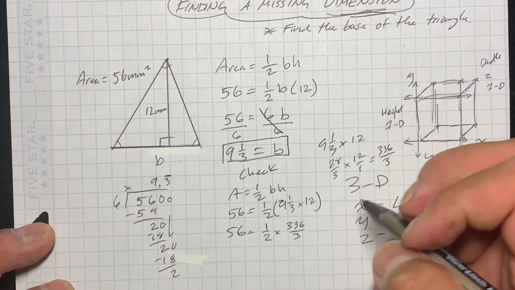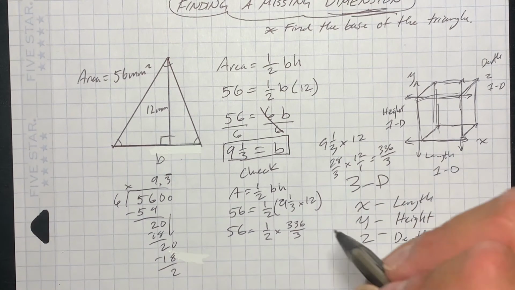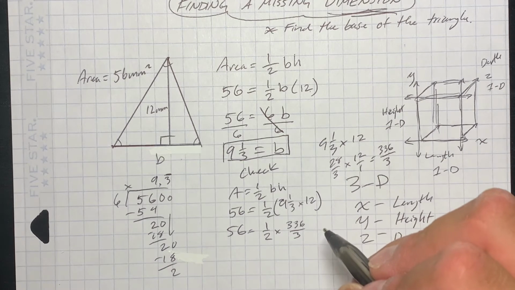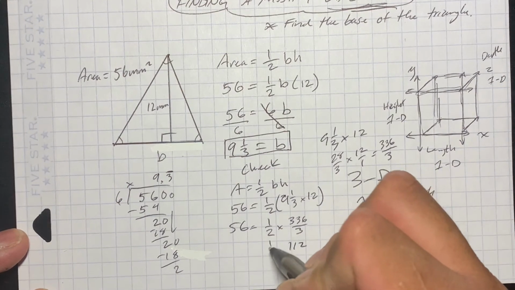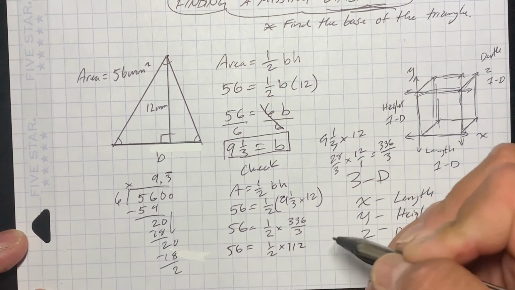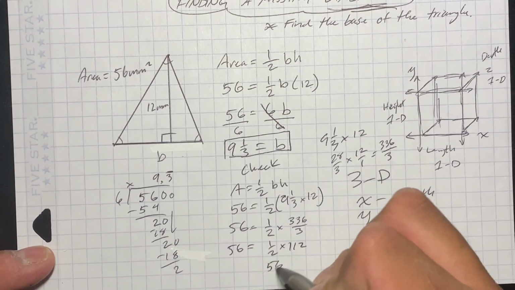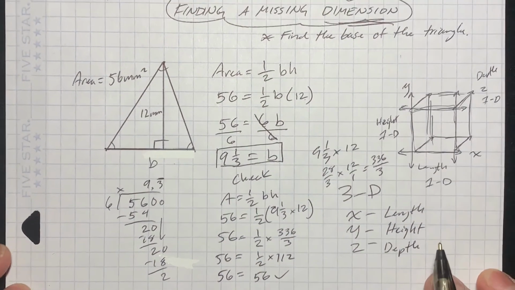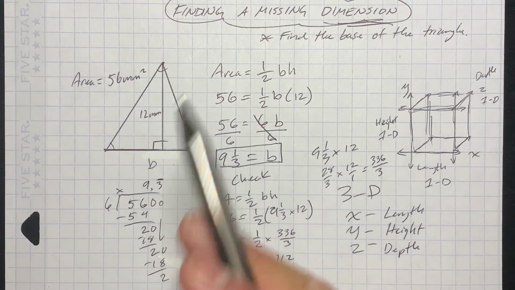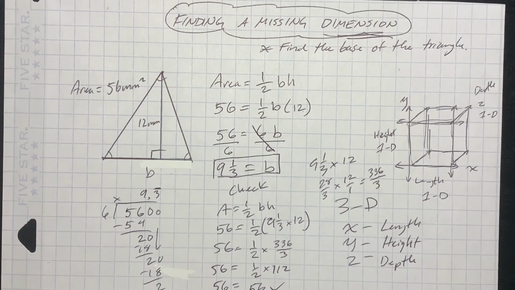All right. And then, of course, let's just simplify this. So 336 divided by 3, that would be, let's see, 112. Okay, and then we just multiply that times half. So 112 times 0.5 would be 56. 56 is equivalent to 56, so that checks. All right, so that works, and the dimension for the base for this triangle is 9 1/3 millimeters. All right, there you guys go. And let's go ahead and move on to the next one.